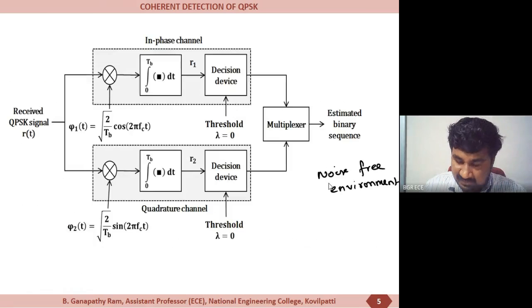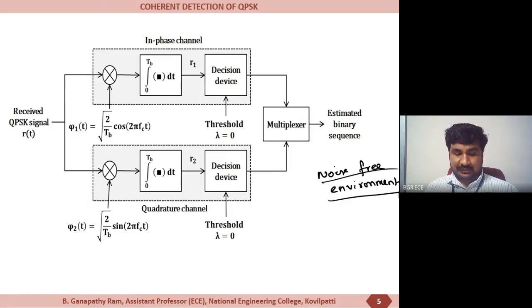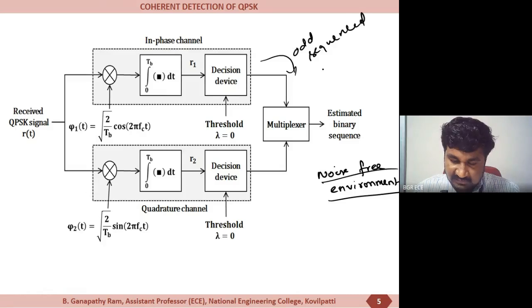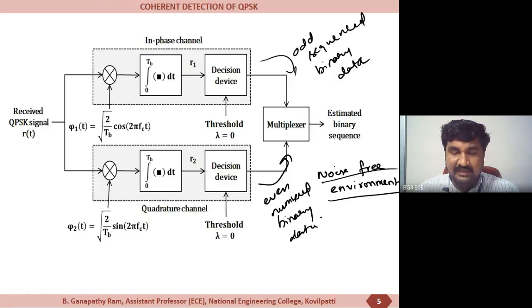In this noise-free environment, we are going to operate this coherent QPSK receiver. And this coherent QPSK receiver is having two channels, in-phase channel and quadrature channel, which are working parallelly to consider the dibit symbols in each of the channels. Similarly, the odd sequence of binary dibit is determined by the in-phase channel. Similarly, the even numbered binary data is identified by the quadrature channel with respect to the transmitter.